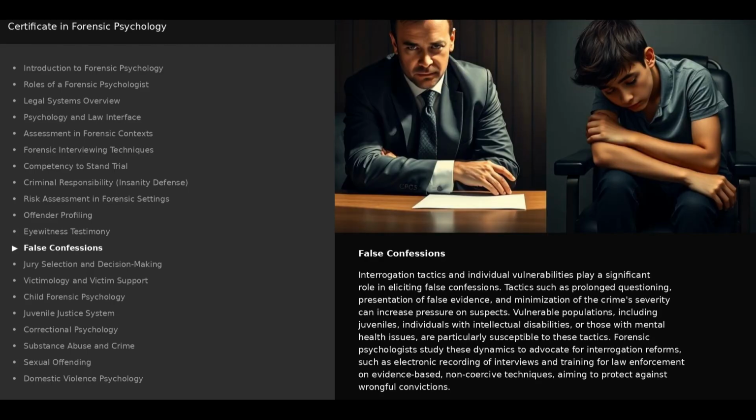Interrogation tactics and individual vulnerabilities play a significant role in eliciting false confessions. Tactics such as prolonged questioning, presentation of false evidence, and minimization of the crime's severity can increase pressure on suspects. Vulnerable populations, including juveniles, individuals with intellectual disabilities, or those with mental health issues, are particularly susceptible to these tactics. Forensic psychologists study these dynamics to advocate for interrogation reforms, such as electronic recording of interviews and training for law enforcement on evidence-based, non-coercive techniques, aiming to protect against wrongful convictions.